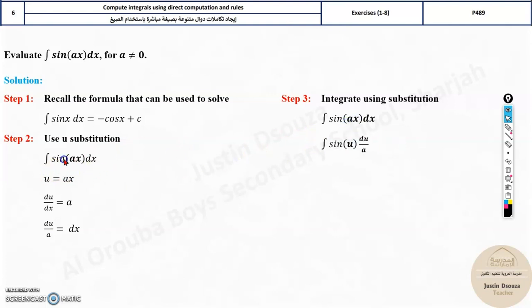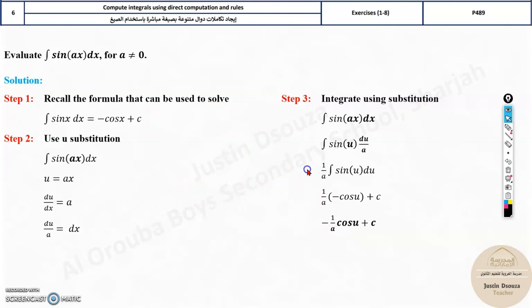Sine ax becomes sine u because we have assumed ax to be u. And from that we can find dx in terms of du. It will be du by a. Now this 1 by a is a constant, so remove it outside. And what remains? Sine u du. Now you can use this formula. Instead of x we have u. It will become minus cos u plus c, with 1 by a outside. Now this is the answer: minus 1 by a cos u plus c. So that is the answer for this particular question.